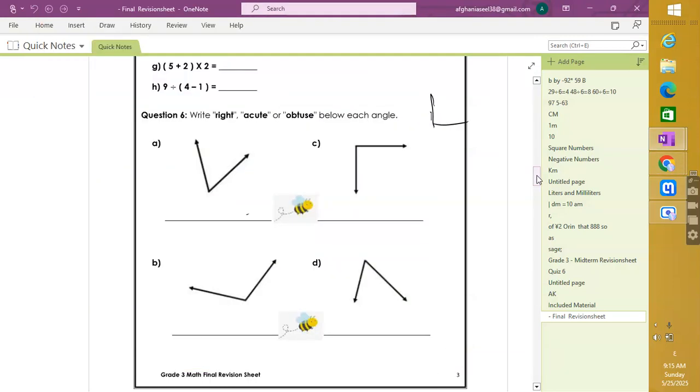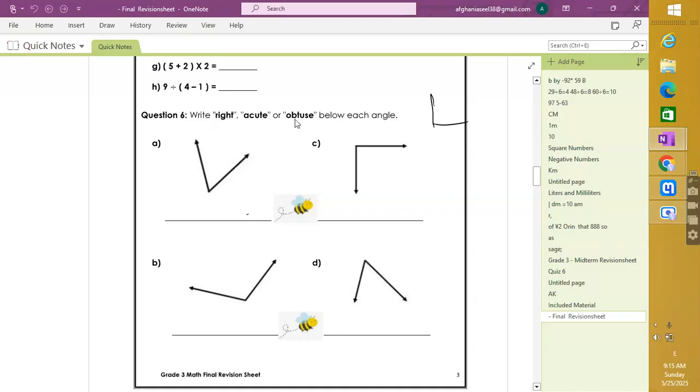Hopefully you are doing well. I'm going to revise some questions with you in this revision sheet. So are you ready? Let's say Bismillah, Talal. So first, question number 6. Let's revise it together.